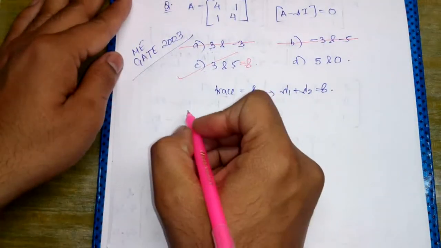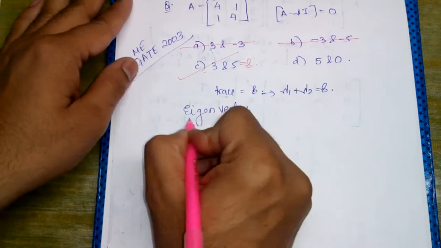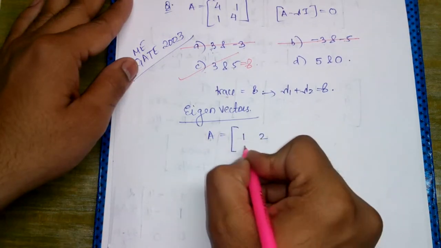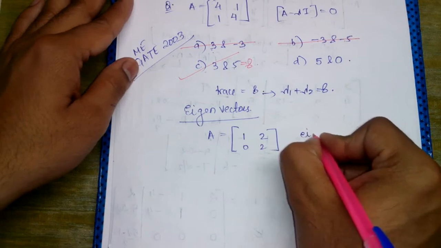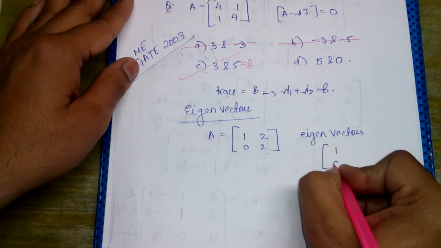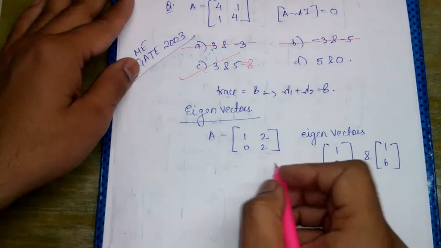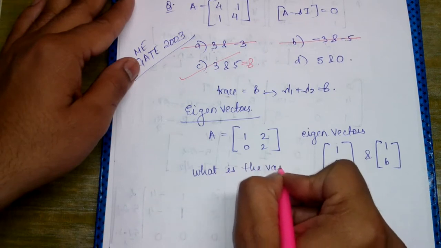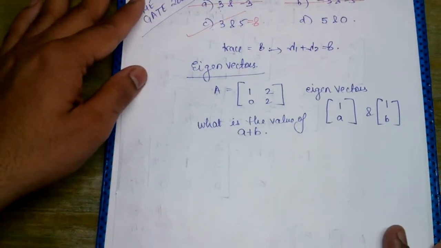Now we will discuss a question on the eigenvectors. The question that was asked is, we were given a matrix [1, 2; 0, 2], and the eigenvectors were written in the form [1, a] and [1, b]. Then we have to find out the value of a plus b. The value of a plus b has to be evaluated.